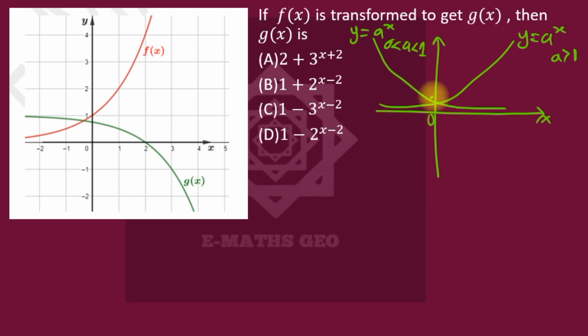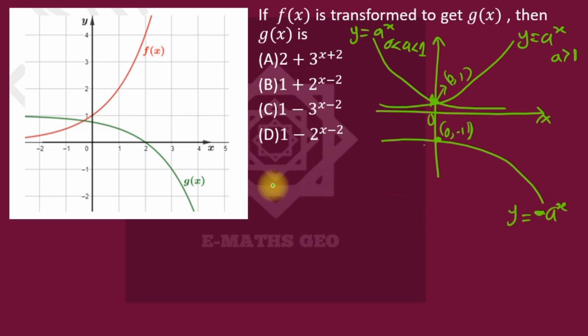So again, the intercept must be 1. Yes, at this point it is (0, 1). So that's it. That's a parent exponential graph. So if you reflect this, if here is (0, -1), it will reflect this. So the function is now minus a raised to power x. Do you get it? So that's what you have to know. It reflects, it is now negative.